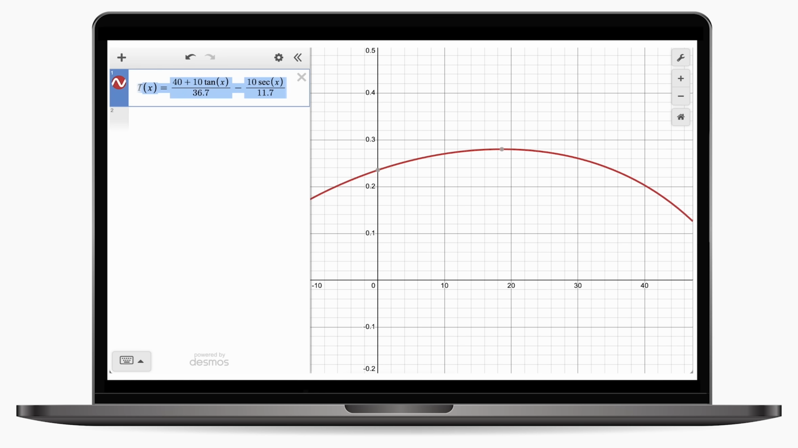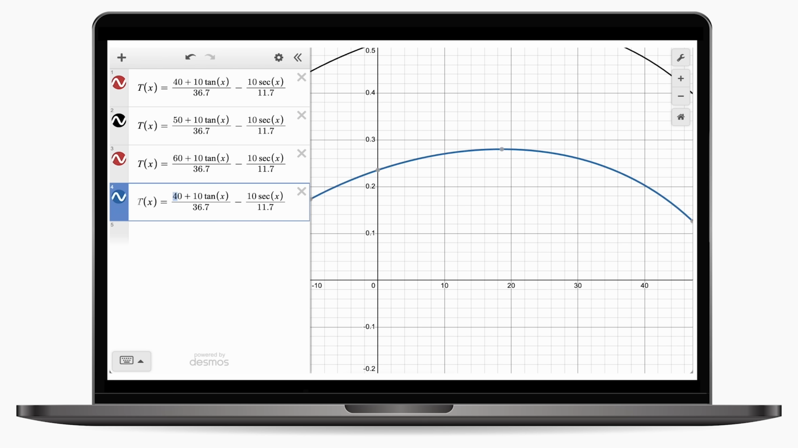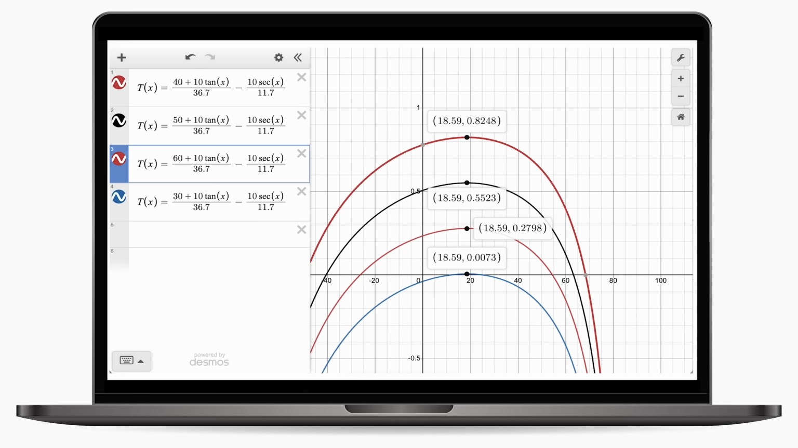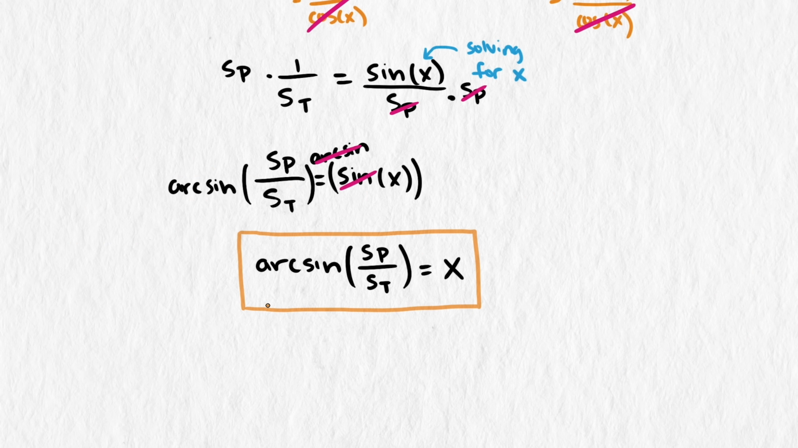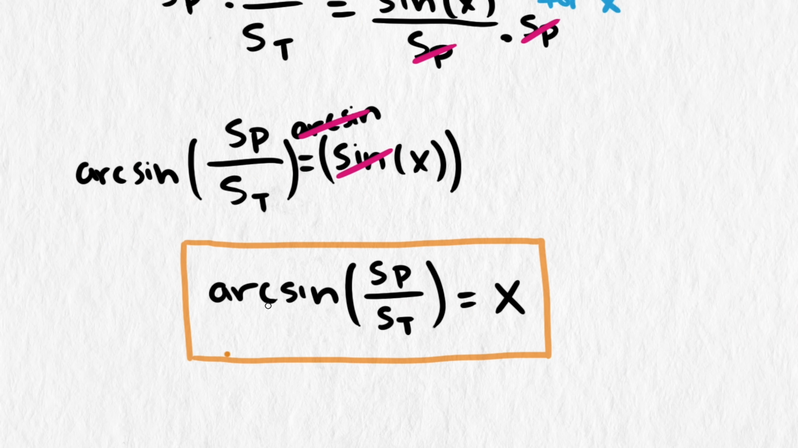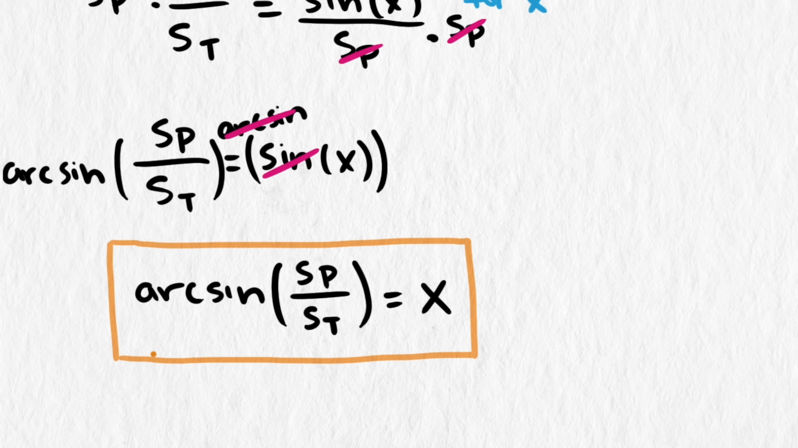We learned this earlier in the video, but had to just try changing values in the function to see how they would affect the graph. Finally, we end up with a simple formula for the optimal angle. X equals the arcsine of the pedestrian speed divided by the speed of the truck. Turns out only the speeds determine the optimal angle, but it is even easier than that.